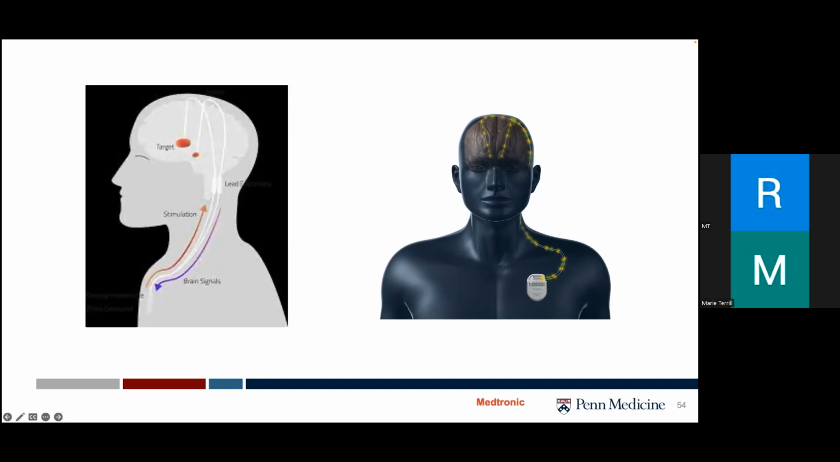Now, unlike the RNS device, where you can directly visualize the ECoG, the closed loop DBS device will portray the ECoG data as spectral power within specific frequency bands.